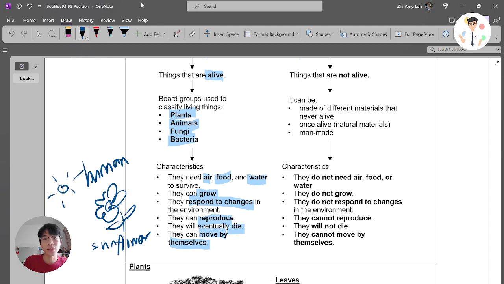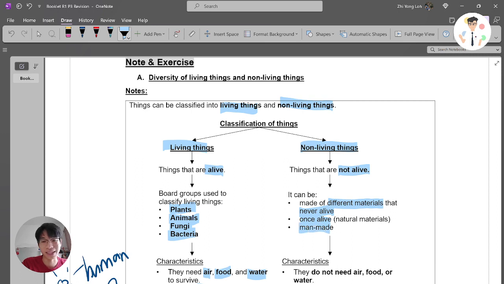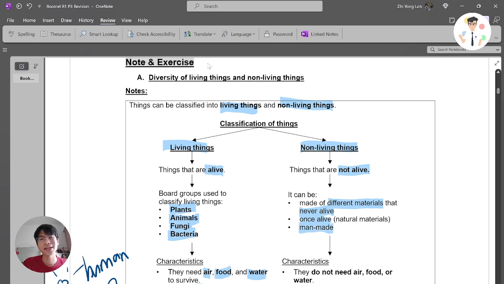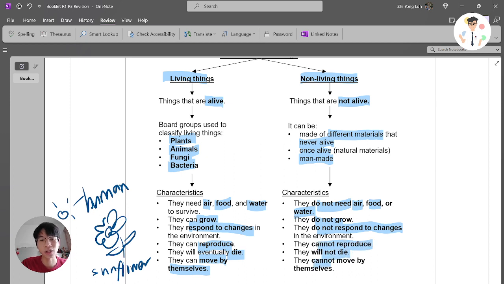Okay? So let's look at the other side: what are the non-living things? Non-living things in simple terms are basically things that are not alive. They can be made of different materials that were never alive or once alive, or in simple terms, basically man-made. So what are the characteristics of non-living things? It's just directly opposite of the characteristics of living things. They do not need air, food, or water. They do not grow. They do not respond to changes. They cannot reproduce. They will not die, and they cannot move by themselves.